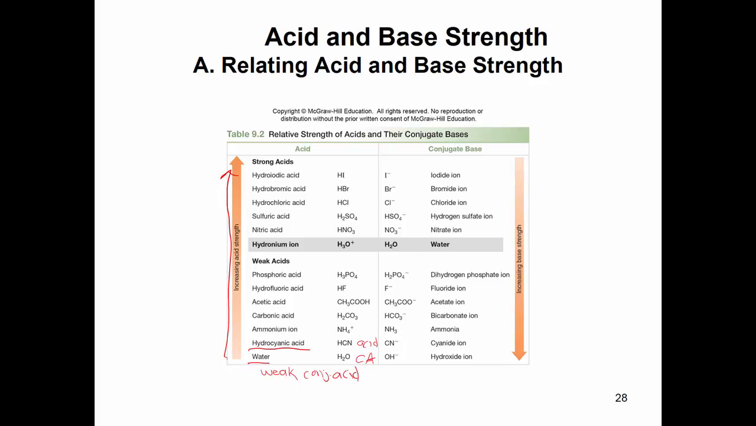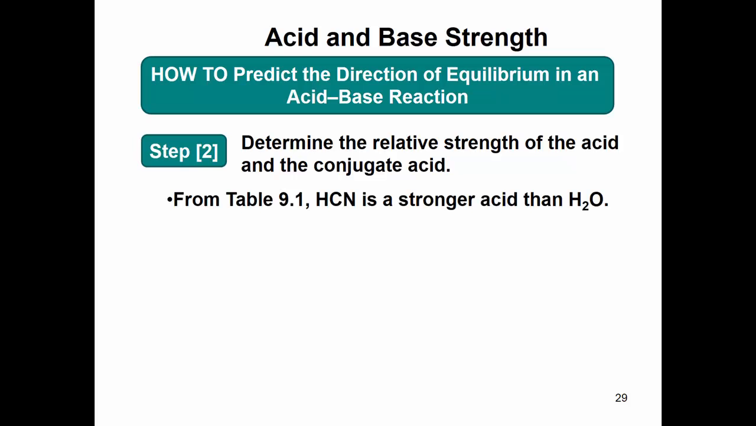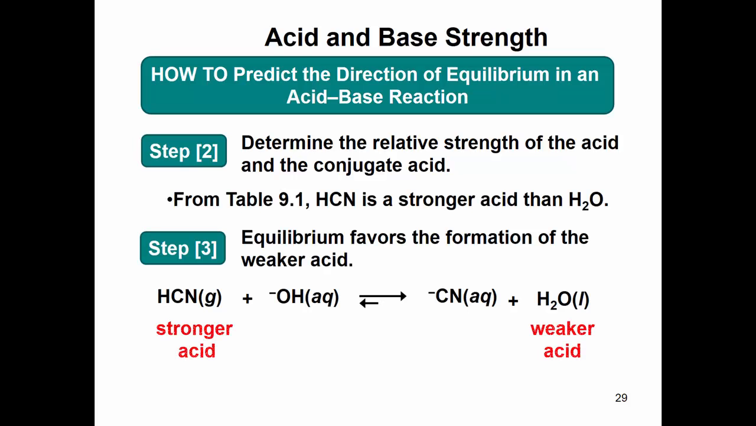So what I've been discussing in this video is the reaction always drives to the side of the weak conjugate acid. So it's going to drive towards water. Okay? So we looked at our table and we compared our acids, and we know that water is weaker, therefore products are favored. So your arrow is shifted towards the products.